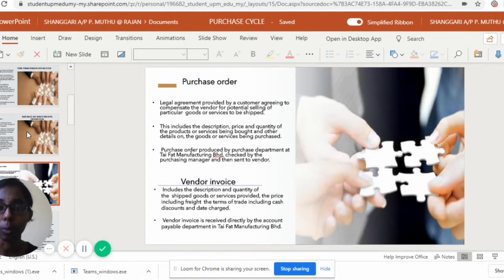Third is a vendor invoice. The vendor invoice document includes the description and quantity of the shipped goods and services provided, and the price including freight, and terms of trading including cash discounts and due date. In this case, the vendor invoice is received directly by the accounts payable department in Thai Food Manufacturing BHD.